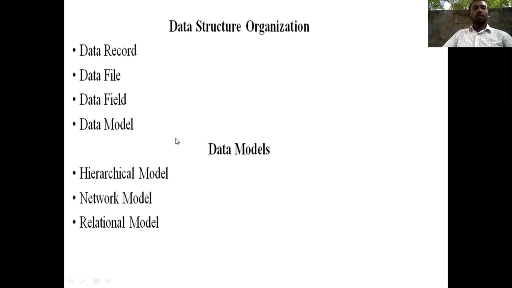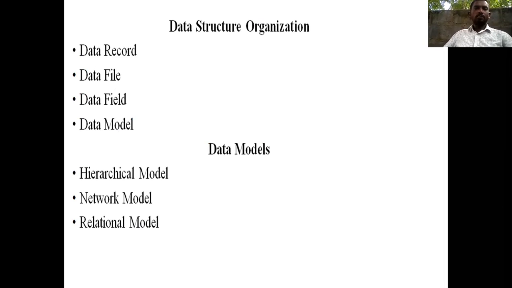Data models, see here, again we have different types of models. Record we know, file we know, field we know, but when it comes to the models we don't know exactly. So what are the different types of models? See here, hierarchical model, networking model, relational model. So these are the three types of data models.